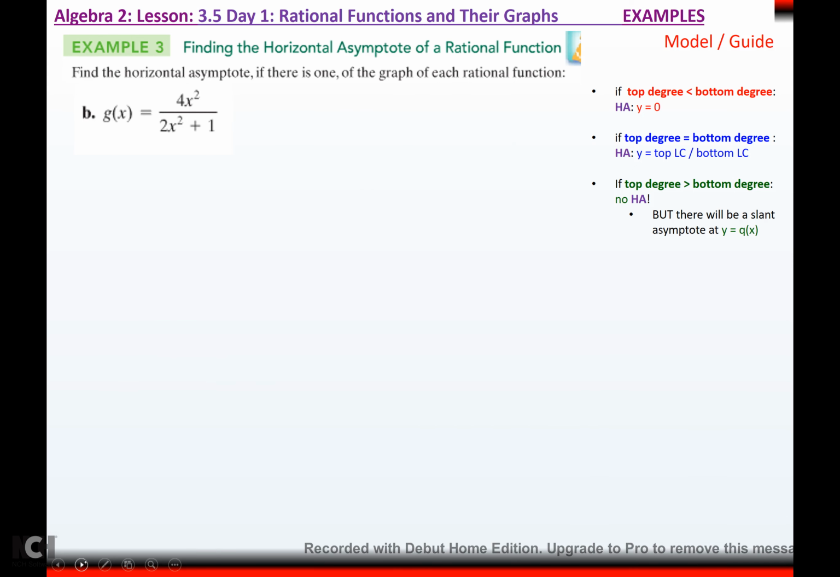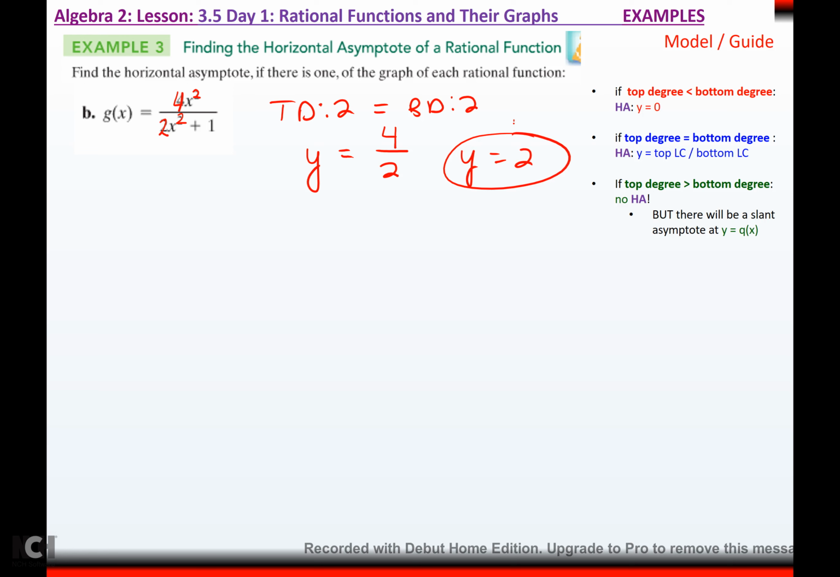Alright, so if we look at this one, my top degree is 2. My bottom degree is 2. Since they're equal, my horizontal asymptote is at y equals TLC divided by BLC. The top leading coefficient divided by the bottom leading coefficient. And so I would get y equals 2 is my horizontal asymptote.